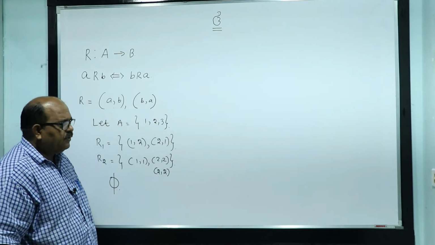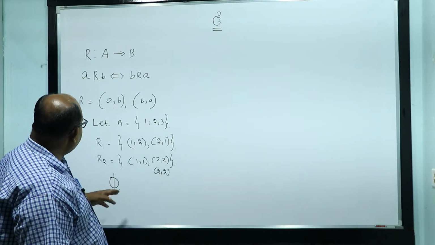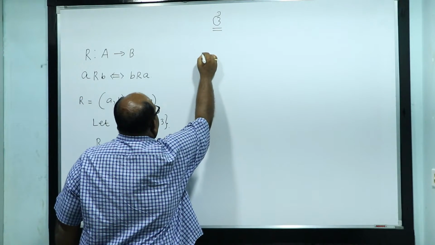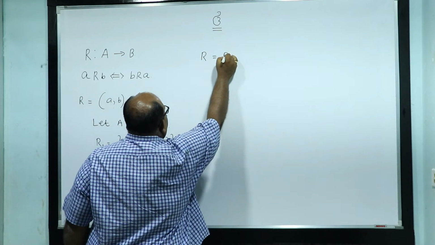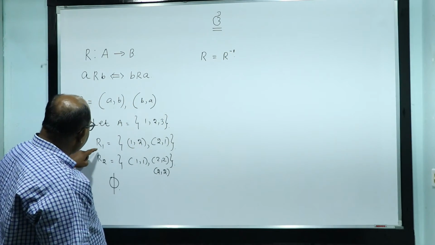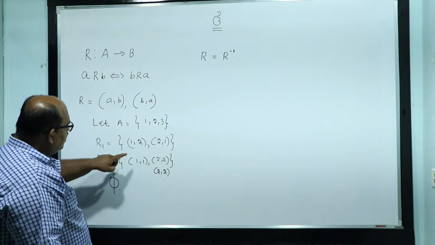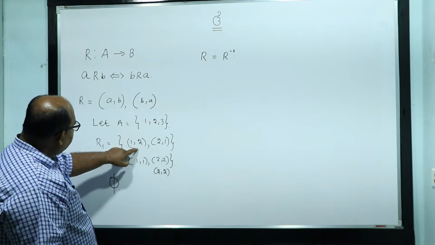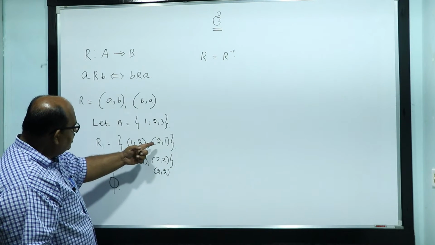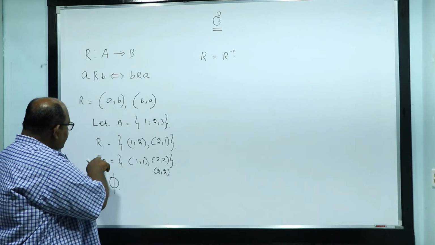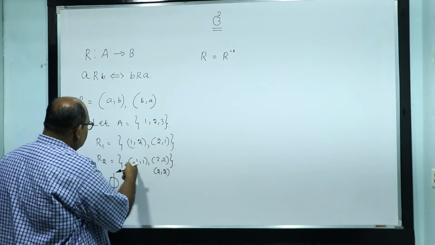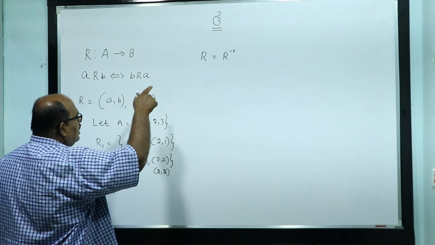Now look at some other points regarding symmetric relations. For any symmetric relation, the relation R is equal to its inverse. For example, R1 is a symmetric relation {(1,2), (2,1)}. If I write the inverse of R1, what will we get? (2,1) and (1,2). So we get R is equal to R inverse.